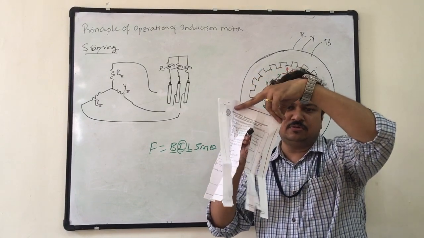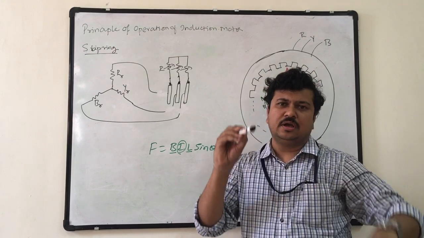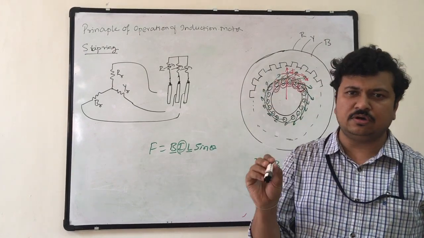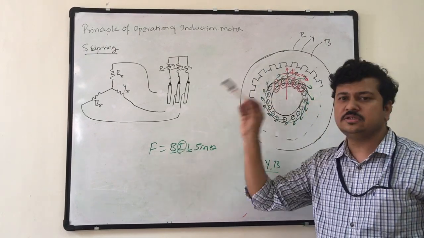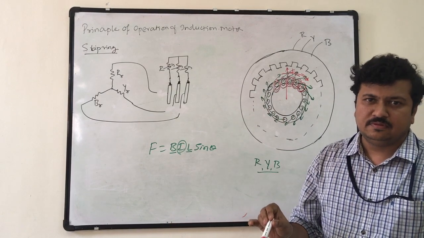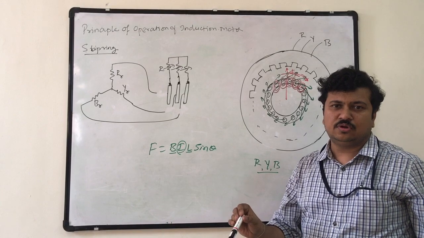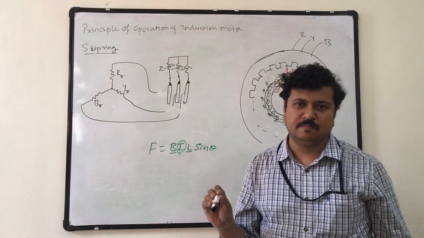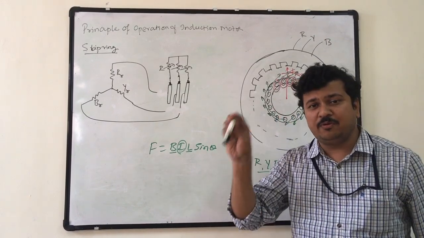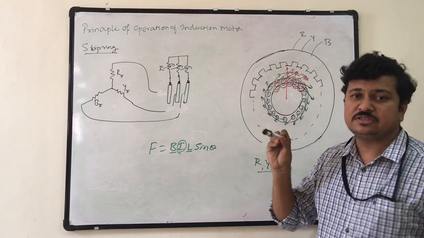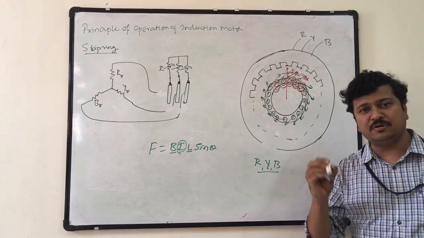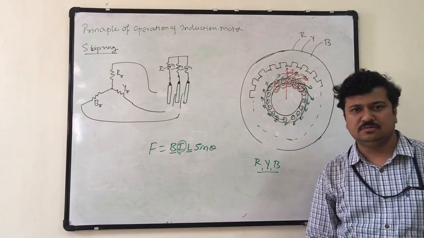Hence, the EMF induced in this conductor is 0. Current produced in the conductor is 0. Force produced in the conductor is 0. It means that the conductor will not rotate. The rotor will not rotate. To reach this point, the rotor always tries, because it has to oppose the cause completely.